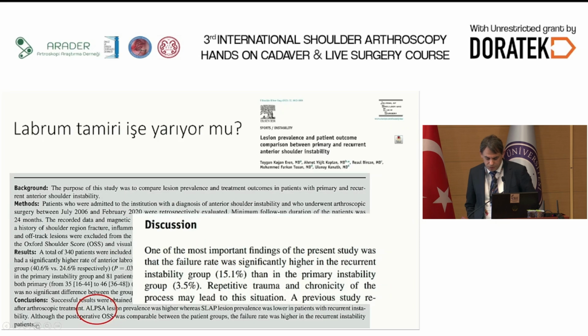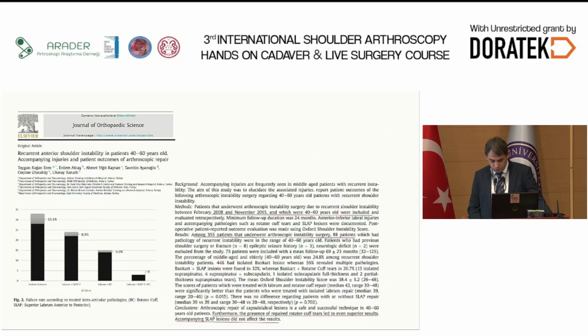This is our study, this is our publication. We have 15% redislocations after the patient has multiple dislocations. But if you operate on them after the first dislocation, the redislocation rate is about 5%. So it's important not to wait for several dislocations. Operate on your patients at first dislocation if the patient is younger, maybe.